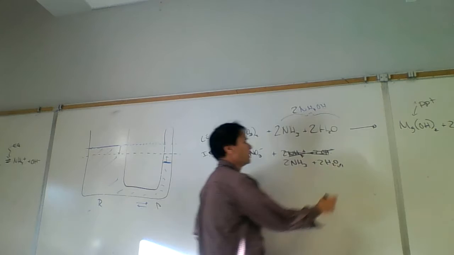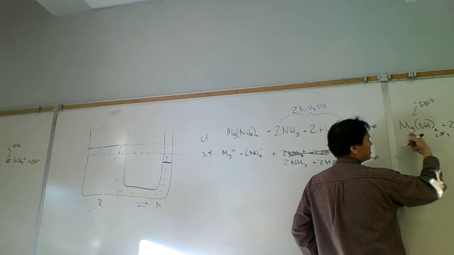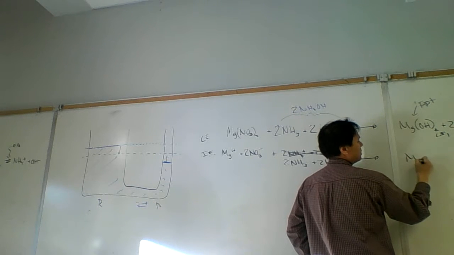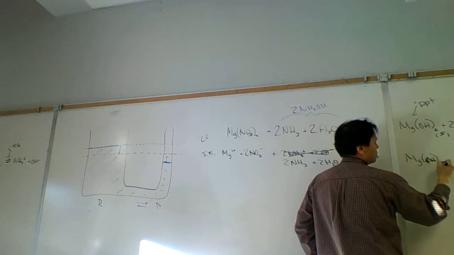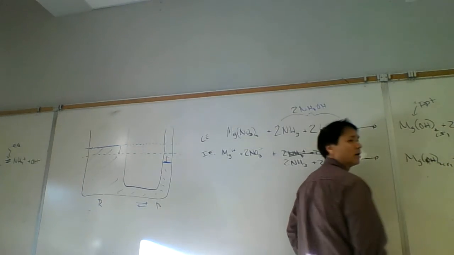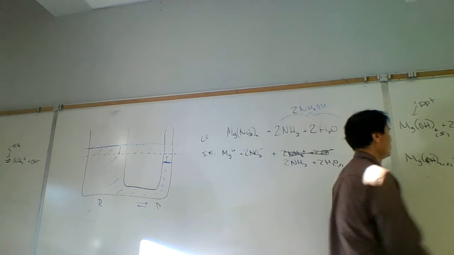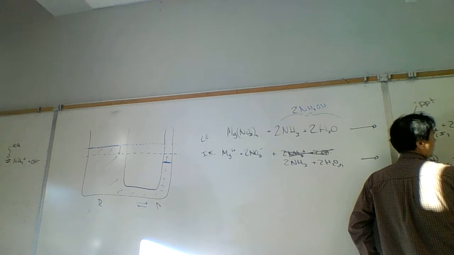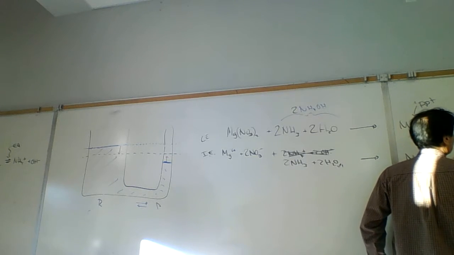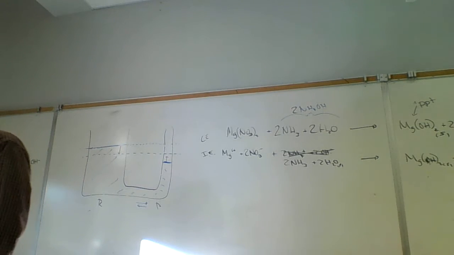Magnesium hydroxide, do we ionize that or leave it? Leave it. It's an insoluble salt. Insoluble salts we always leave. This will be Mg(OH)2 solid, and then ammonium nitrate is a soluble salt. So what do we do with soluble salts? We ionize it to 2 ammoniums and 2 nitrates. Okay, so that would be our ionic equation, and then we go on to our net ionic equation.